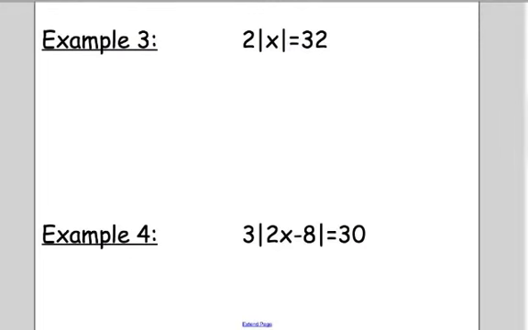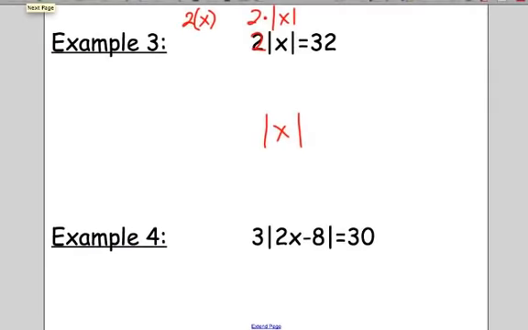So in example 3 and 4, they both contain some stuff on the outside of the absolute value. In this case, this one contains a 2 on the outside of the absolute value of x. So my goal is to get the absolute value of x alone, just like I've written in red here. Since it's 2 times the absolute value, and 2 times something, the way I undo that is by dividing both sides by 2. That undoes the 2 on the left, but I have to do it to the right as well. Then I get my absolute value of x alone, and it equals 16, because 32 divided by 2 is 16.